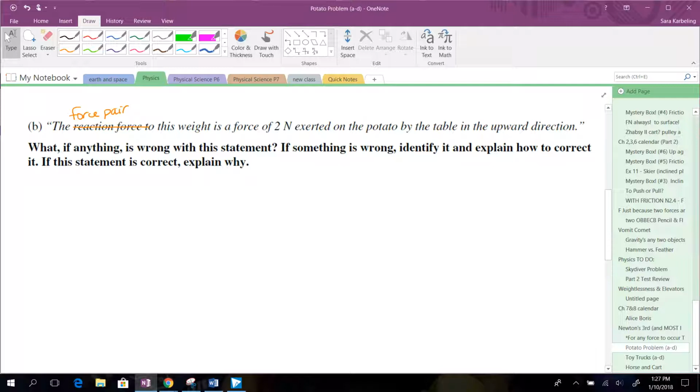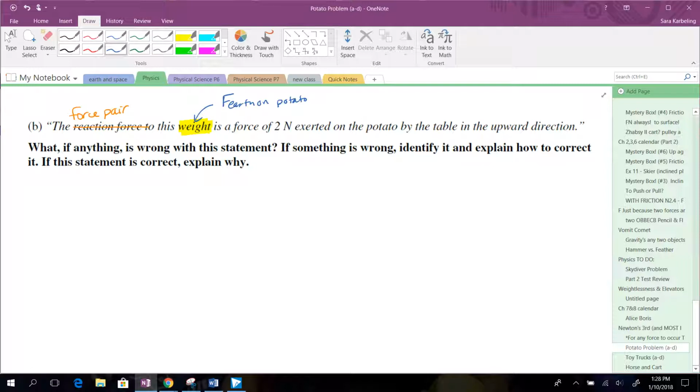Yes? I think the word that's throwing me off is the word weight. Okay, so let's change it. This is where we're learning, right? Weight means the force of Earth on an object. It does. But then there's the potato on the table. The potato is also being pulled by 2 newtons down. So that's why I gave you a sheet. Go ahead and draw yourself a potato on your whiteboard that I just gave you.